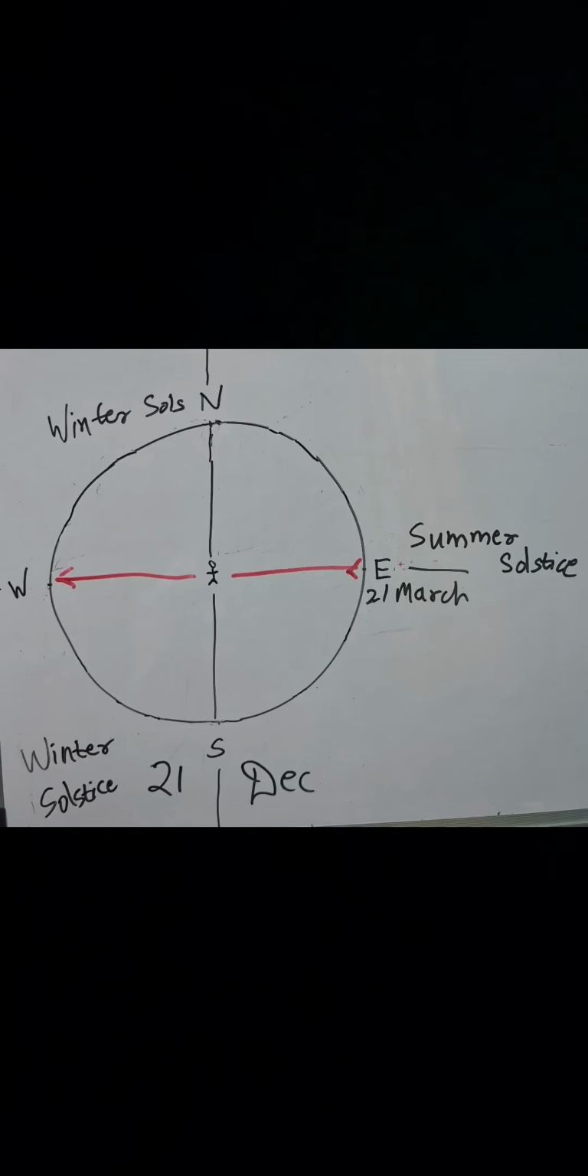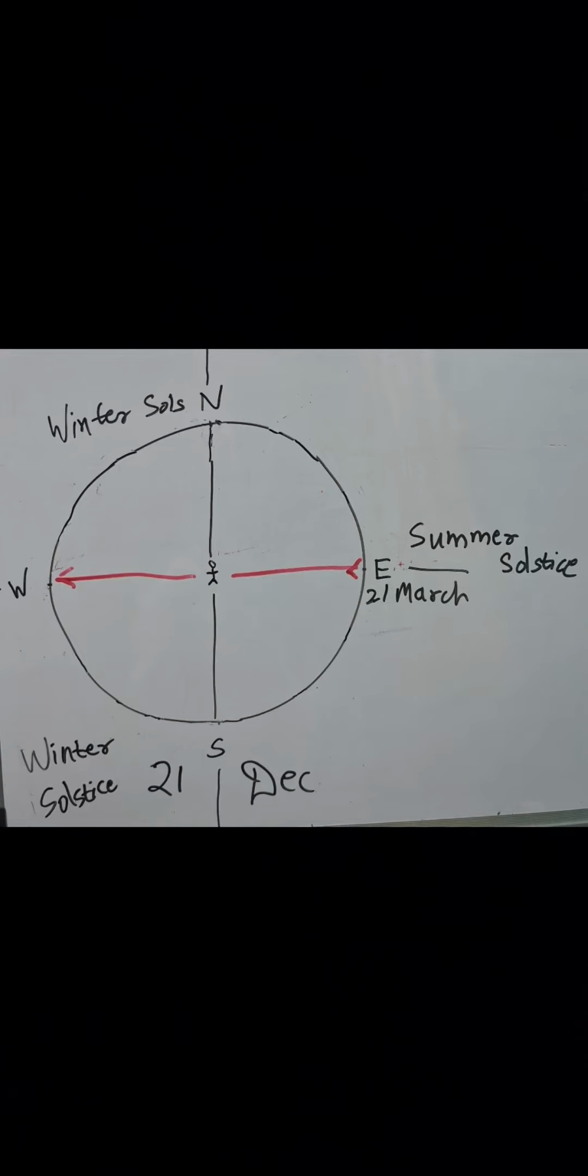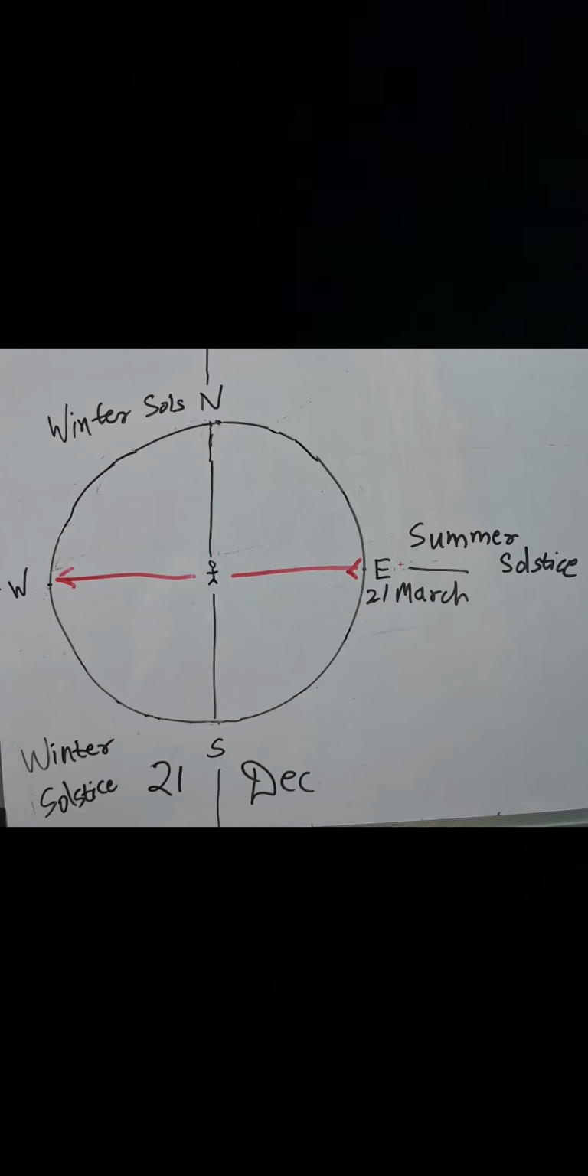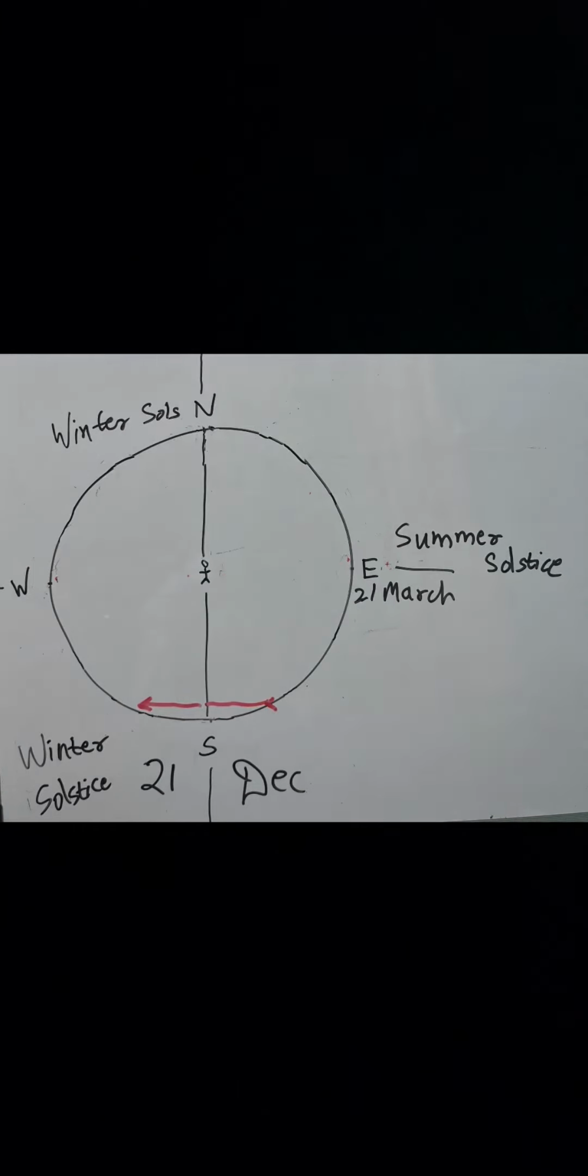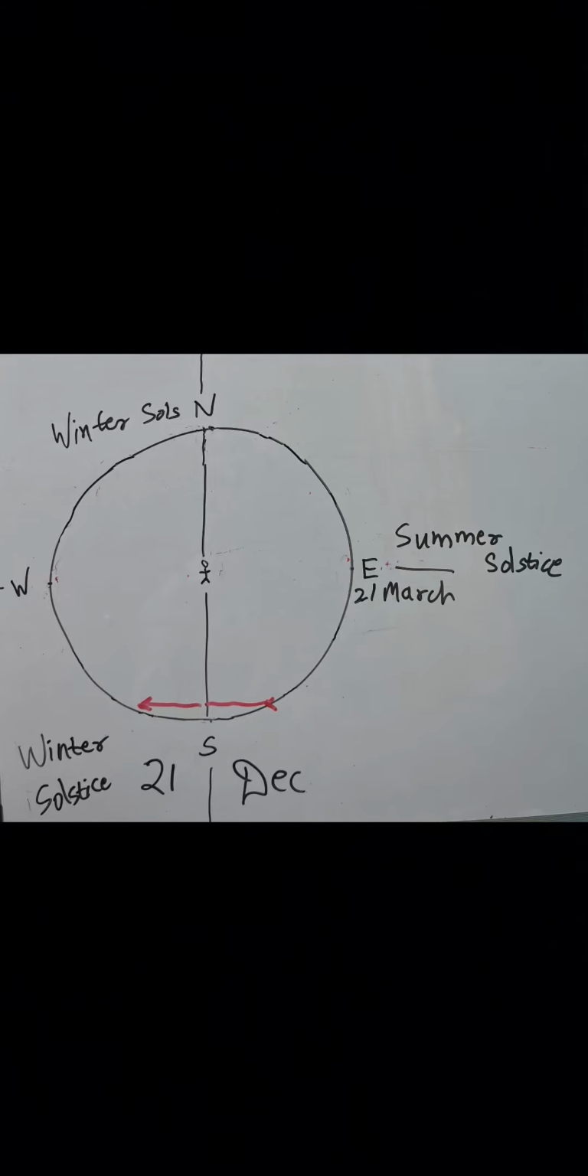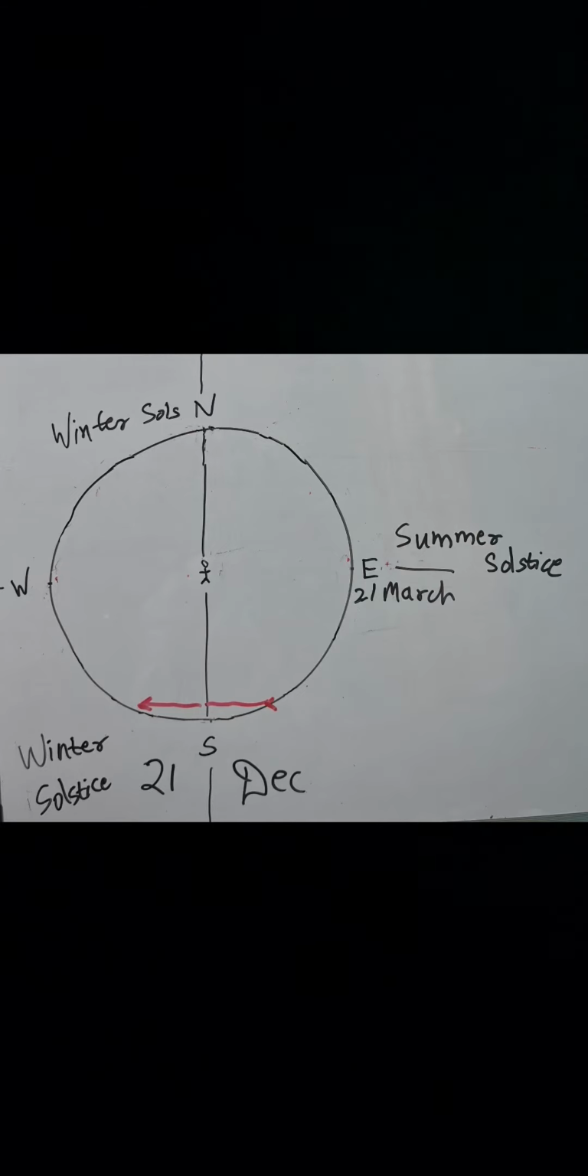Now notice that this is the diameter of the circle, which is the longest chord drawn inside a circle. Hence the longest path of the sun, hence the summer solstice. The longest day, shortest night. And down here is the shortest chord drawn in a circle, which is the path of the sun on winter solstice. So making it the shortest day, longest night of the year.